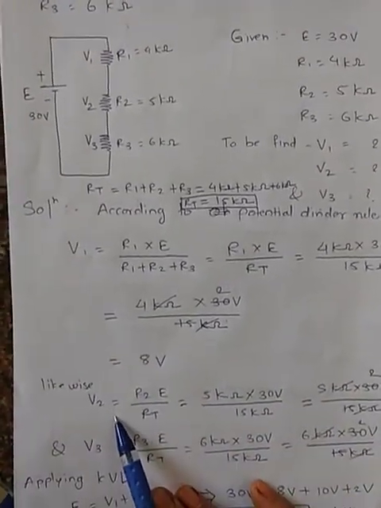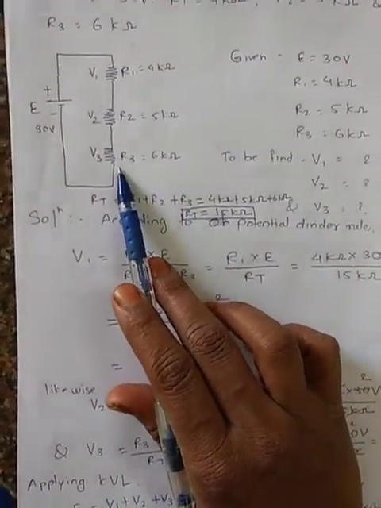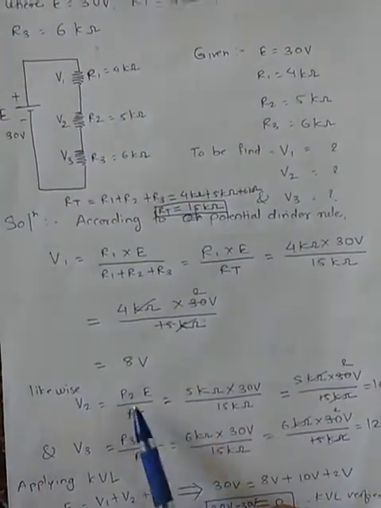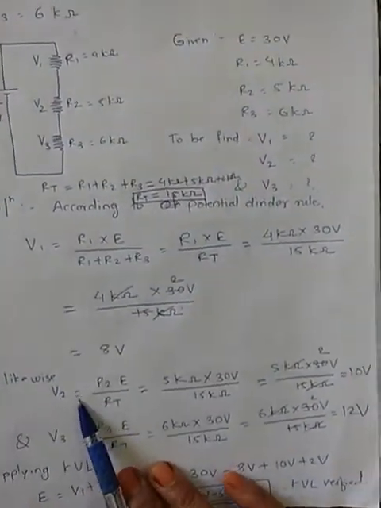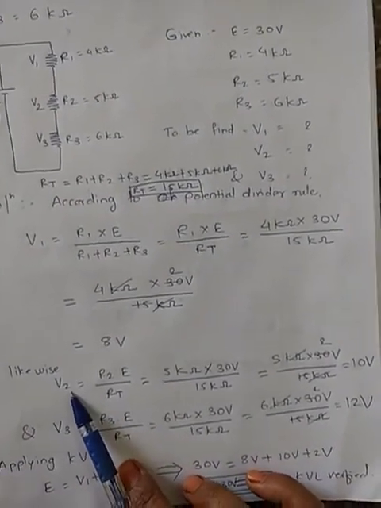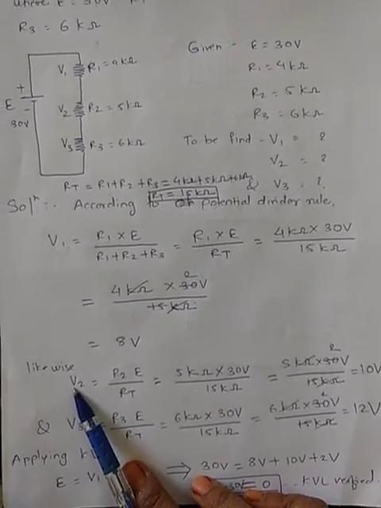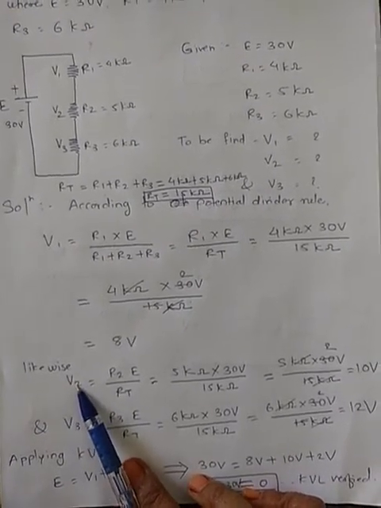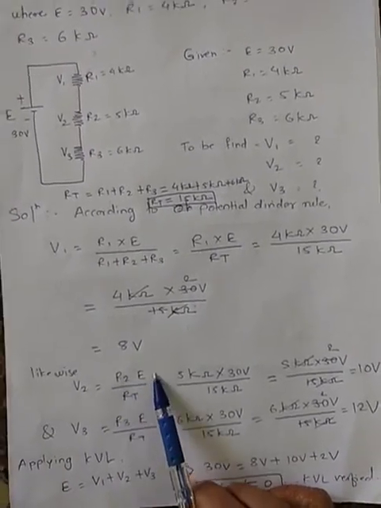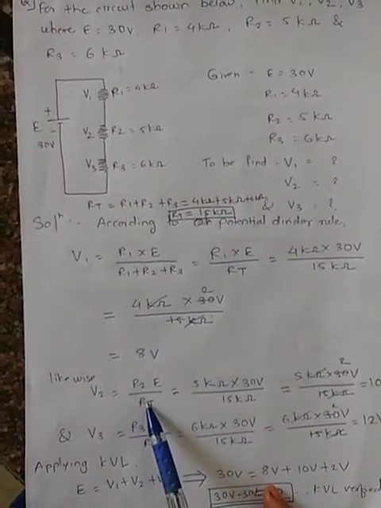Likewise, we can find out the voltage drop across R2, that is V2, and the voltage drop across R3, that is V3. How can we find this? We have to apply the same formula, the same rule, the potential divider rule. What is the potential divider rule? It states that the voltage across any series element, that is the voltage across R2, is equal to that resistor, R2, times the supply voltage E, divided by the total series resistance RT.